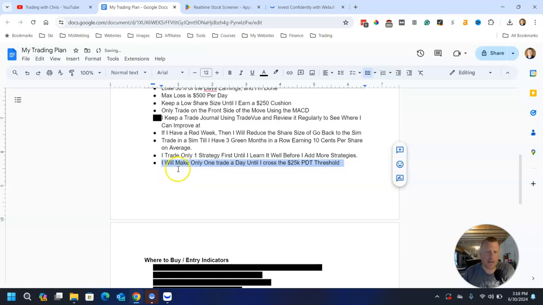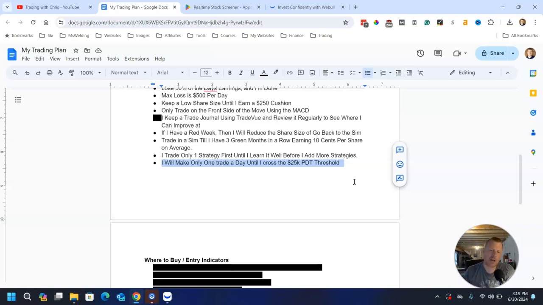Okay, and I will only make one trade a day until I cross the $25,000 PDT threshold, which is the pattern day trader rule set back in the early 2000s. Basically what that means is if you are trading in a margin account, you can't make more than, I think it's 3 trades per week. So that's why I'm going to a cash account, because you can trade unlimited there, but you are limited by some other things, the amount of capital and trade settlements and stuff like that.